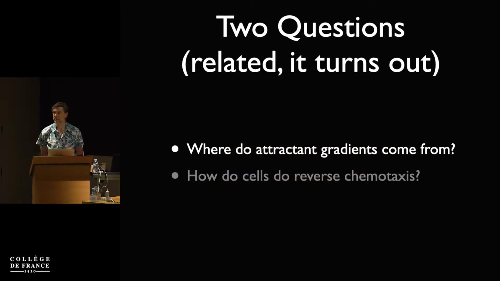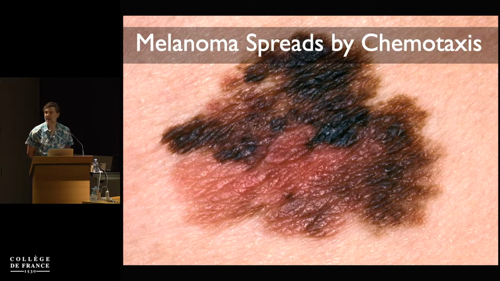Let's just go straight into the first of these. And my story begins with melanoma. And actually, we did a whole load of this work when talking here in Paris with Lionel Leroux. Melanoma spreads by chemotaxis. And there are lots of bits of evidence showing that melanoma spreads by chemotaxis. But the biggest one, you just get by looking at a melanoma.